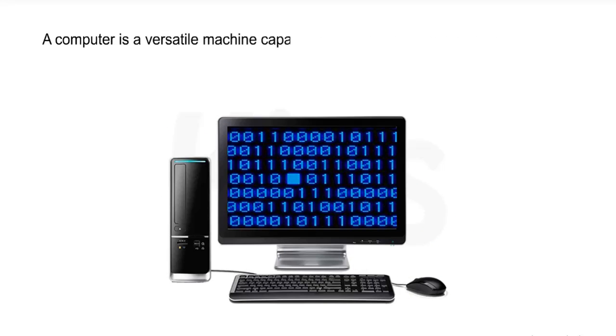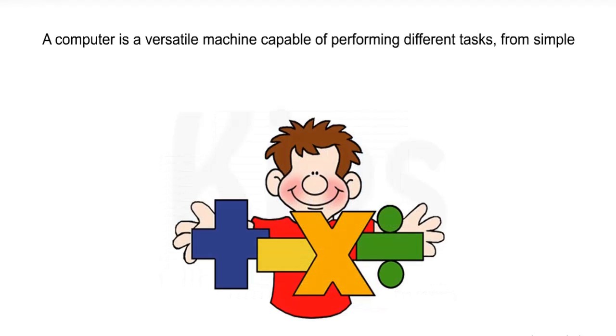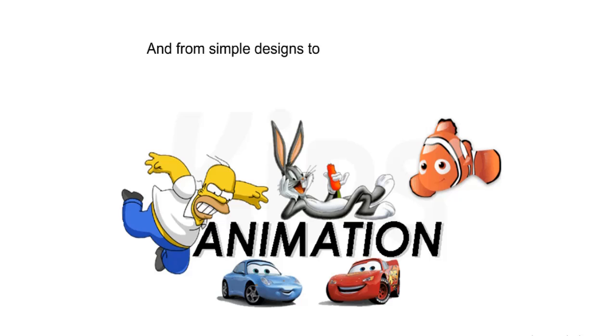A computer is a versatile machine capable of performing different tasks, from simple mathematical operations to complex ones, and from simple designs to multimedia animation. Once again, computer is a versatile machine. That means a computer is able to adapt to different tasks, like mathematical operations, and you can create an animation, you can record the sound, you can mix it up. There are many things you can do with the computer.